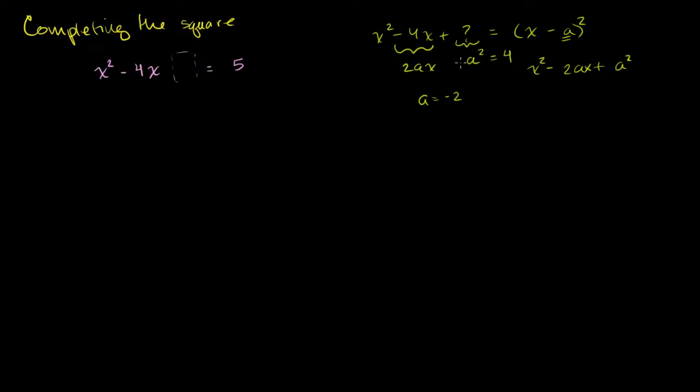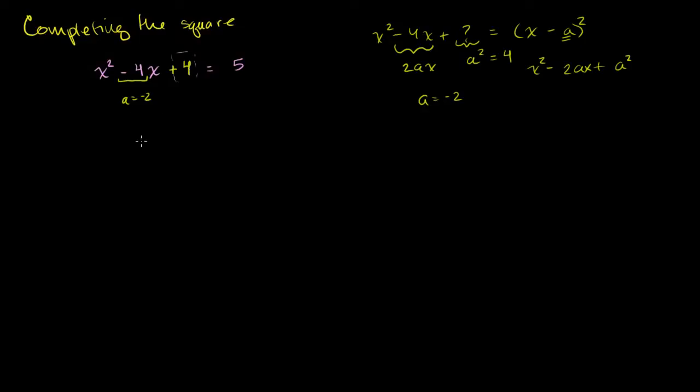And this might look all complicated to you right now, but I'm showing you the rationale. You literally just look at this coefficient right here. And you say, OK, well, what's half of that coefficient? Well, half of that coefficient is negative 2. So we could say a is equal to negative 2. Same idea there. And then you square a, you get positive 4. So we add positive 4 here.